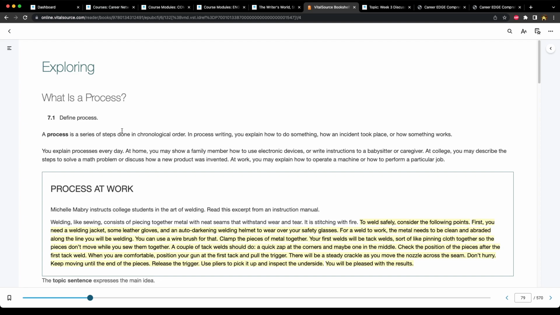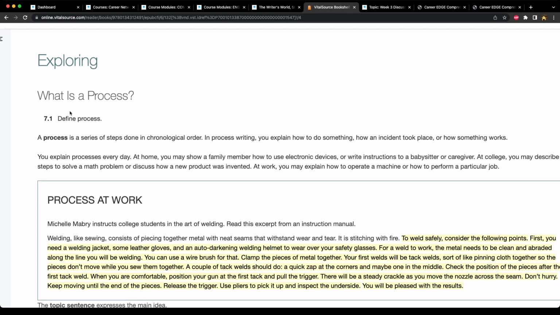But on the next page here is where we actually learn what a process is. So a process is a series of steps done in chronological order. In process writing, you explain how to do something, how an incident took place, or how something works.